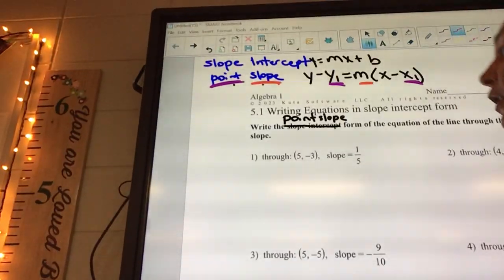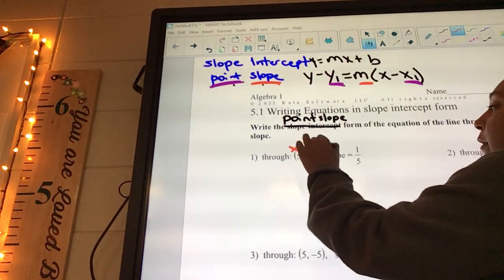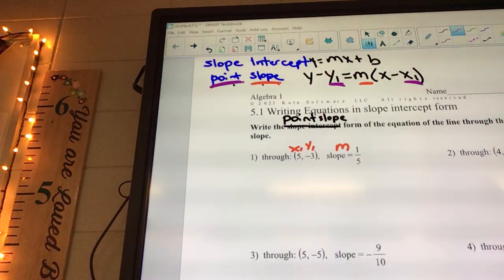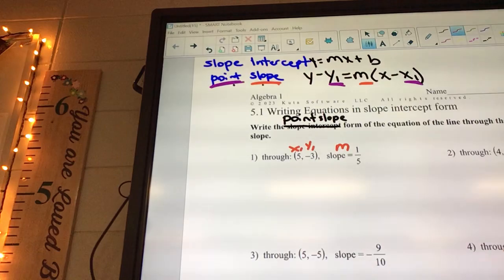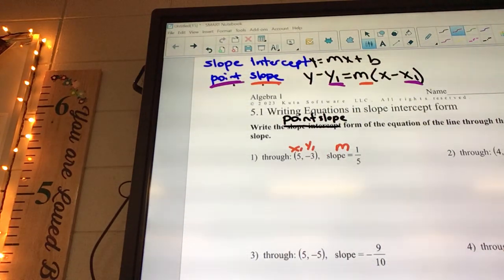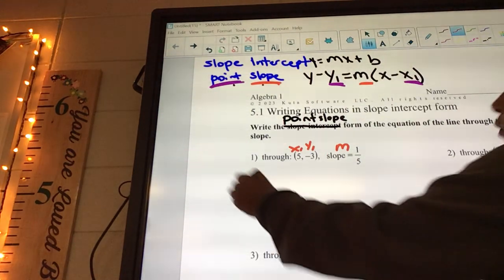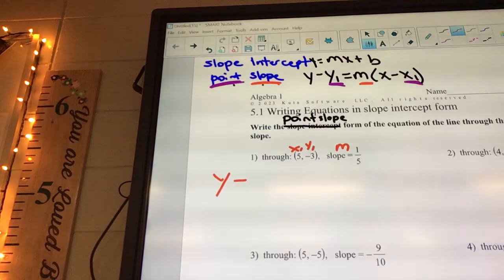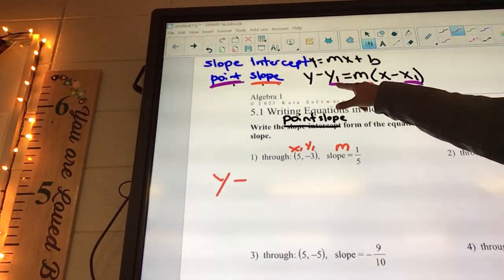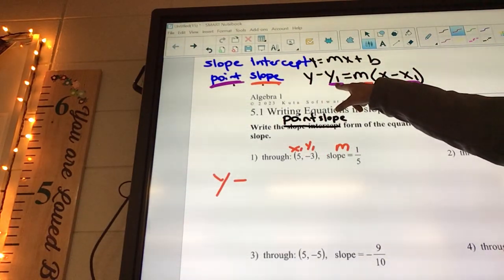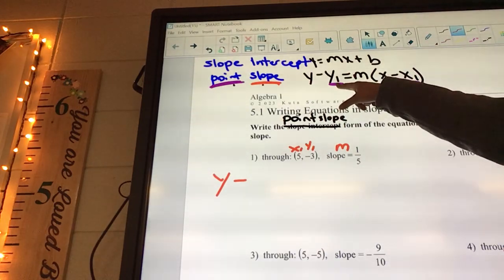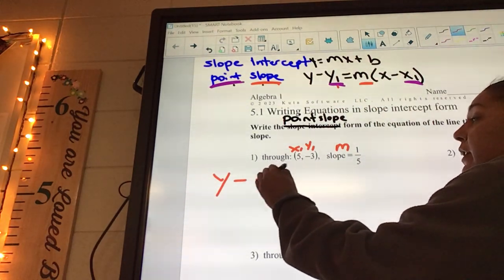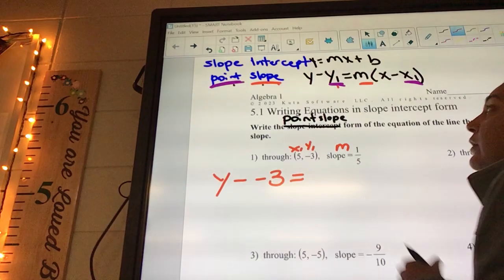Okay, this first one we're gonna label x1, y1, and the slope we call m. Okay, so we're just gonna start plugging it into that formula, okay? Well, the y is always just the y, so you're gonna have y minus, because that's in the formula. What is my y1? Negative 3. Okay, so we're gonna say negative 3 equals m.